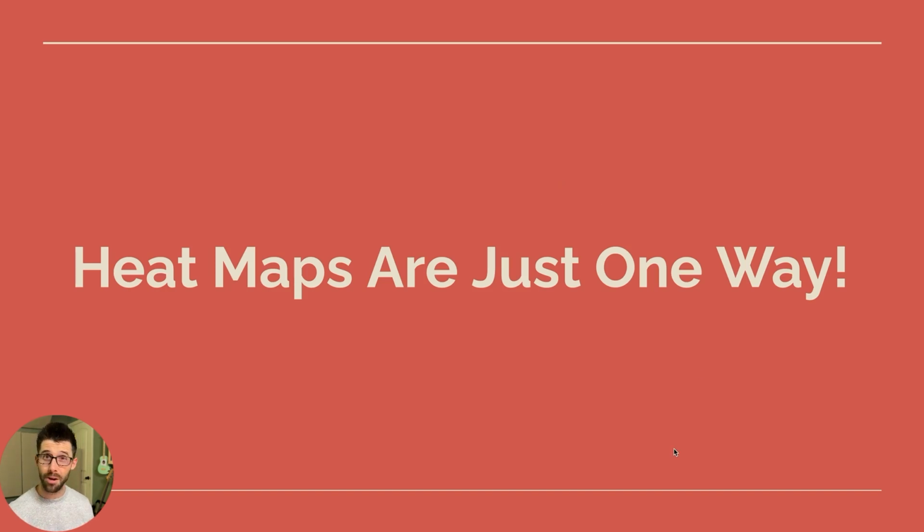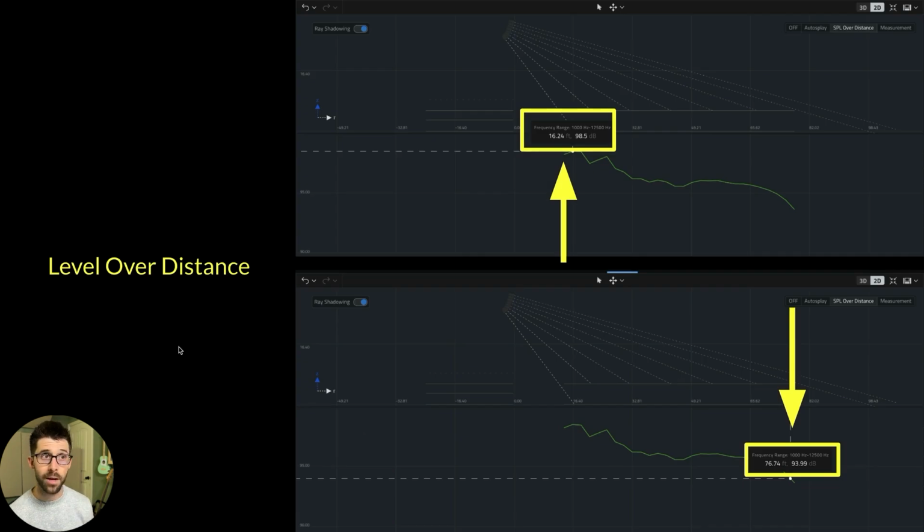And bottom line, even though we've covered a lot here, heat maps are just one way to look at the data. Just within Venue Synthesis, we could also look at venue over distance.